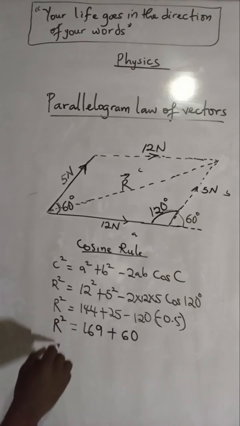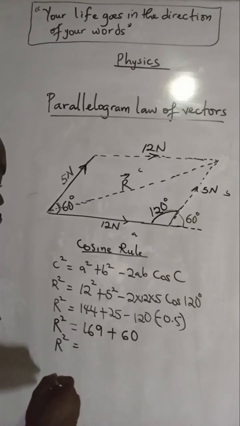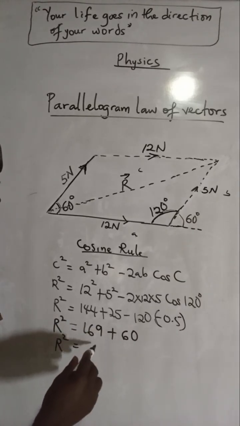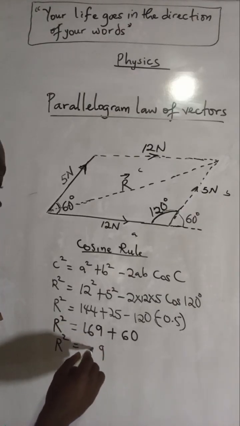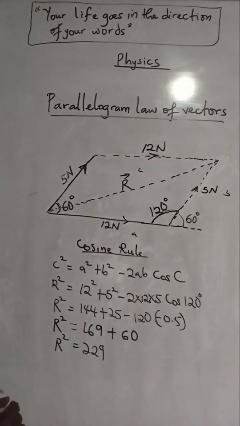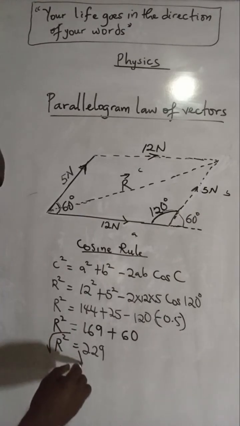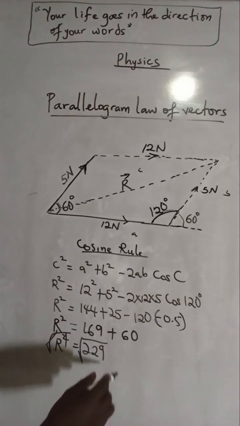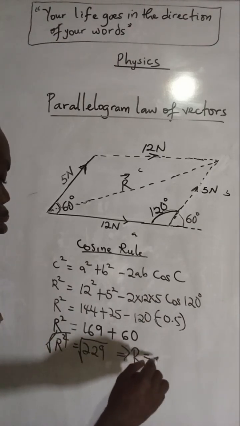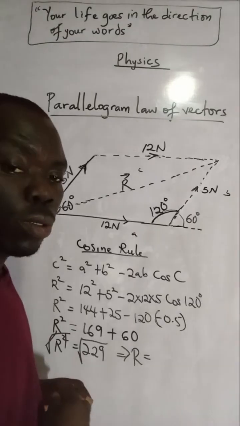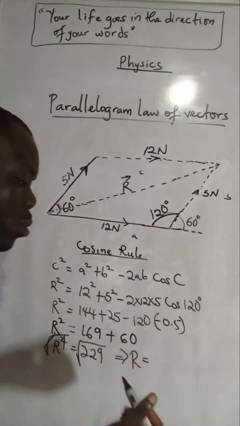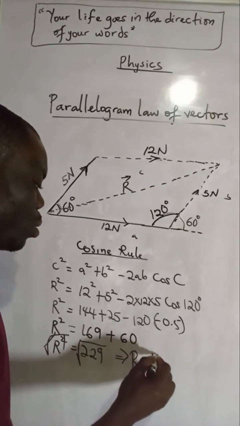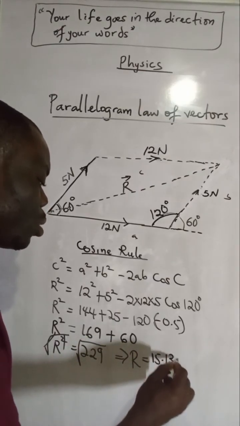Okay, so you have your R square. R square is equal to, you add these together and this will give you 229. When you arrive at this junction, you find the square root of both sides. That square root will cancel the square, which implies that R is equal to the square root of 229. When you calculate it on your calculator, you're going to have 15.13.